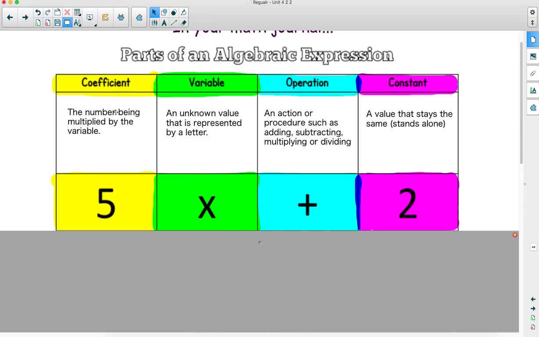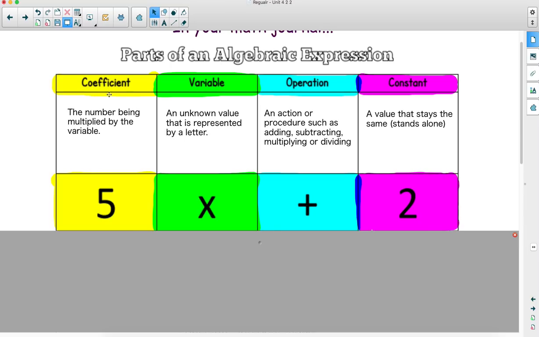So we're going to go ahead and start with the 5. Up at the top, you see this word coefficient. So this 5 is called a coefficient, and this is the number that's being multiplied by a variable. So a coefficient will always be right next to a variable. And we know that when we have two things right next to each other, it's being multiplied. So 5x means 5 times x.